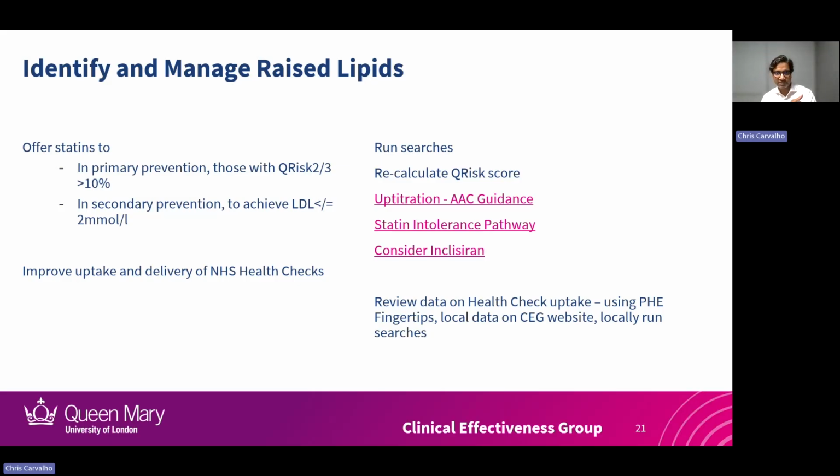So run the searches, see who is eligible and not achieving, look at those who aren't coming up on there, thinking about recalculating that Q risk score. But in terms of getting them onto the right treatment, there is very, very good guidance from the Accelerated Access Collaborative, the AAC.